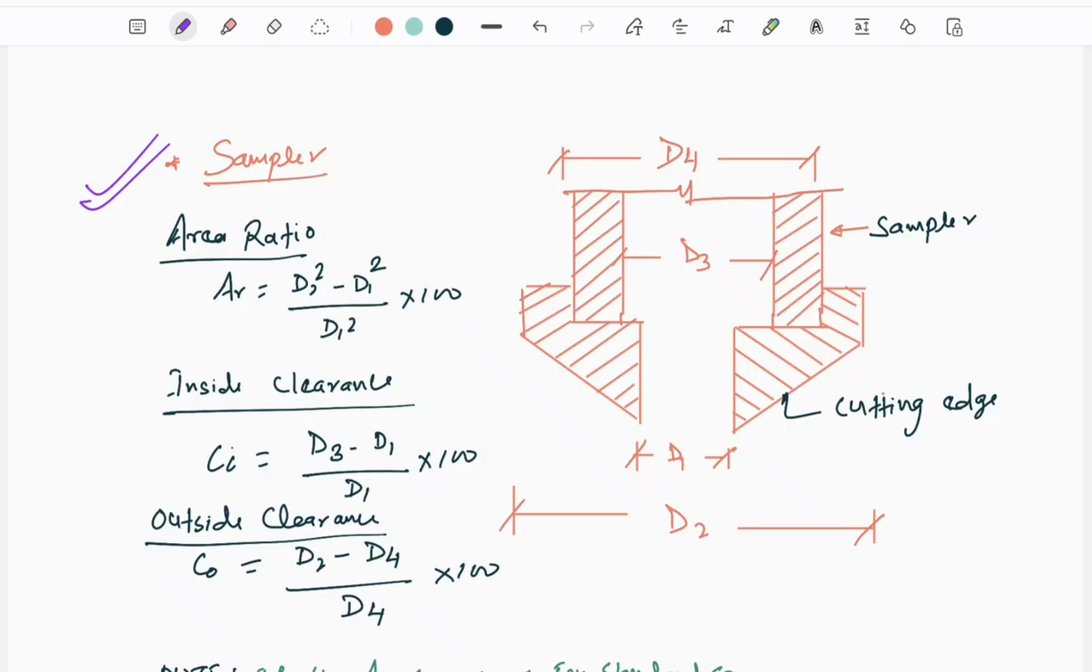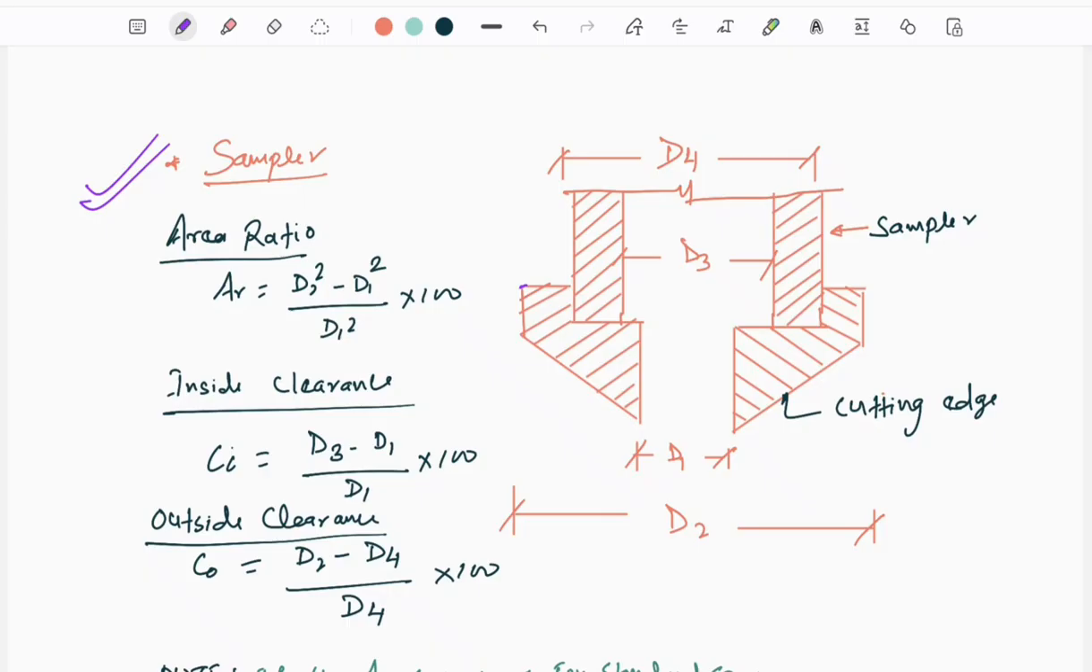So there is a split spoon sampler. You need to remember this pictorial view, because from this view you can clearly see the area ratio, inside clearance and outside clearance. Okay. So this is the inside clearance, this is the outside clearance. So how do you calculate this clearance? There is a possibility of an objective question on this simple formula.